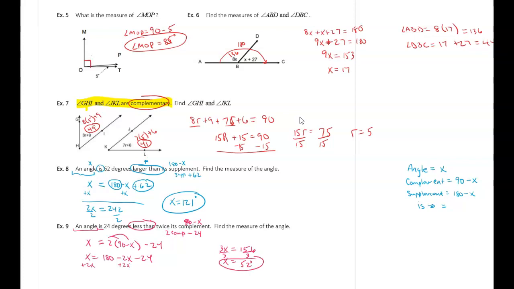So right away we know x represents the measure of the angle. So your angle here is 52 degrees. If I wanted to find the supplement or complement, I would, to find the supplement, 180 minus 52. To find the complement, 90 minus 52. Okay, go ahead, attempt the homework on your own, and I'll answer any questions tomorrow in class.